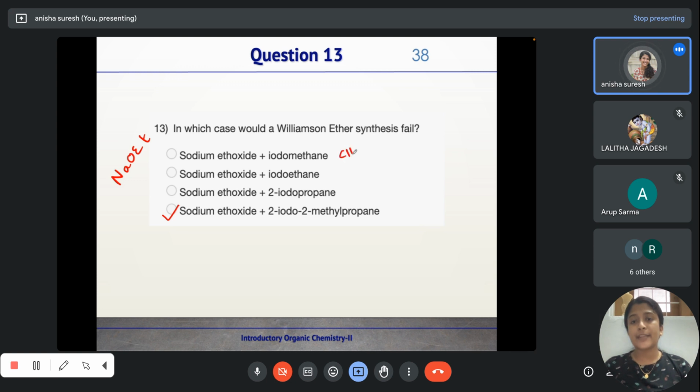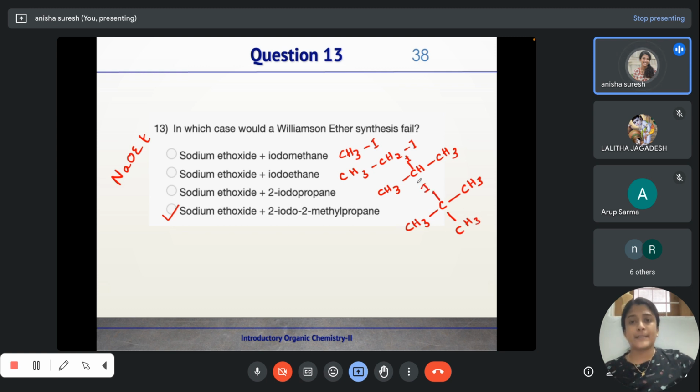So here CH3I, CH3CH2I, 2-iodopropane, so CH3, CH, CH3 with iodine, and 2-iodo-2-methylpropane, CH3, C, CH3, CH3 with iodine.